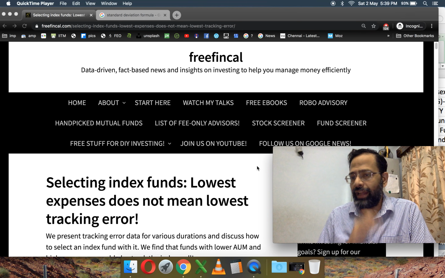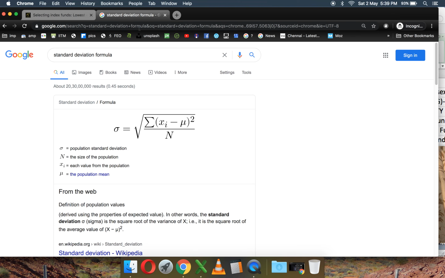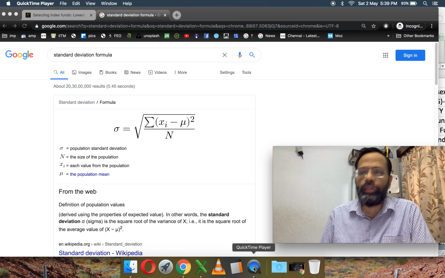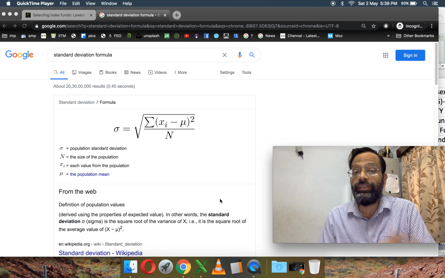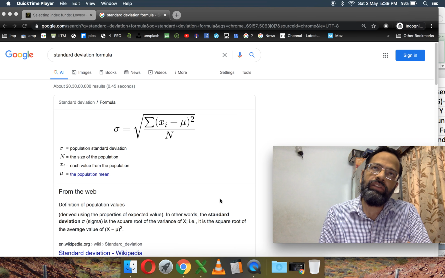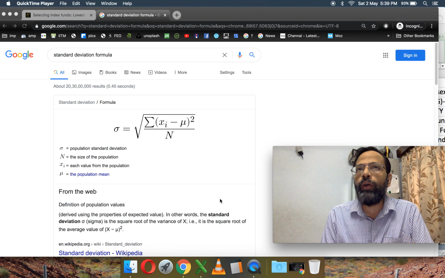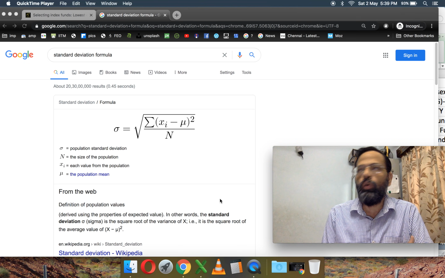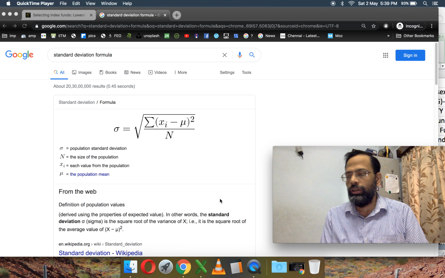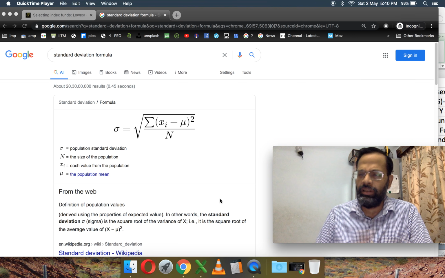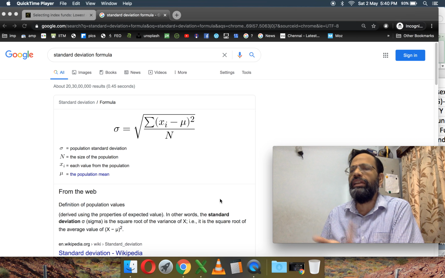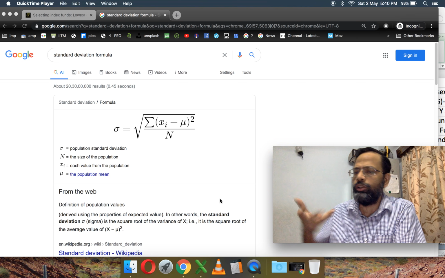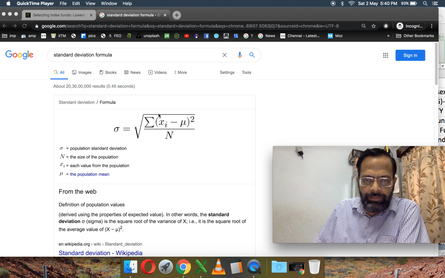Now, what is tracking error? Tracking error is defined pretty much identically to how the standard deviation is defined. The standard deviation is defined as how much a monthly return deviates from the average monthly return over the last 1 year or 2 years or any given period. You can also say how much weekly returns deviate if you take the average over weekly returns. So that's the formula right here.